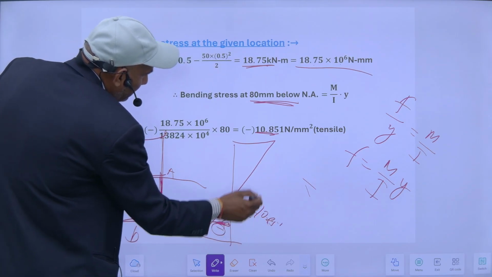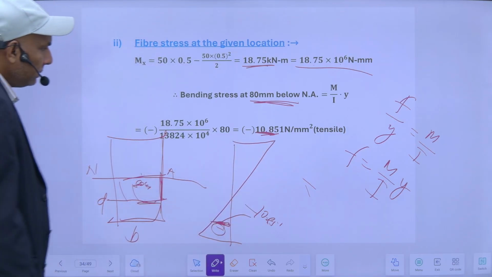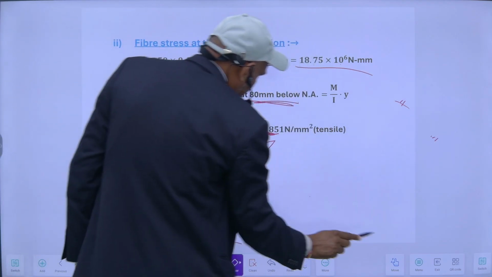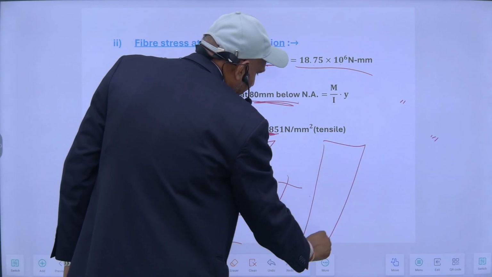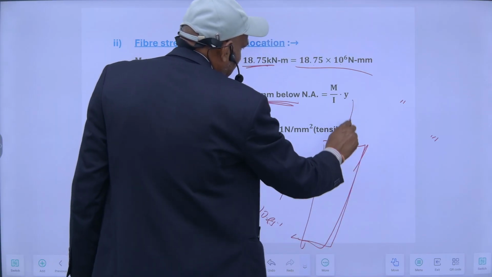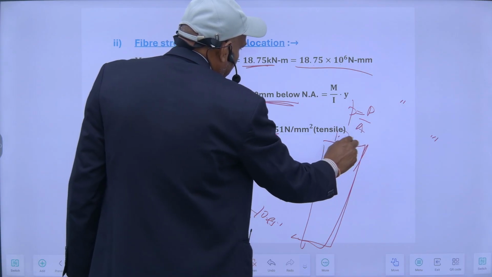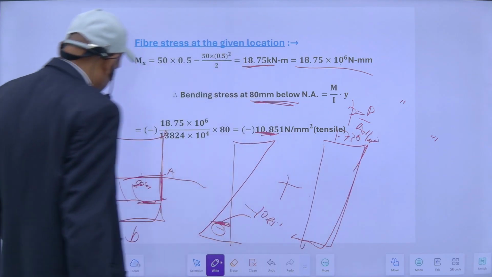And this is also a direct stress. Direct stress is equal to P upon A. My P upon A is the direct stress, and that was equal to 1.736 Newton per mm square. Load upon area.